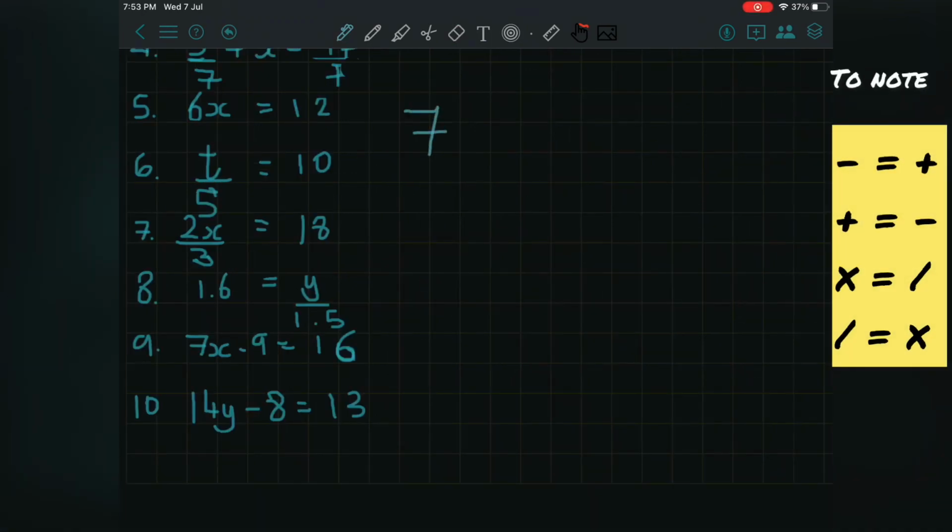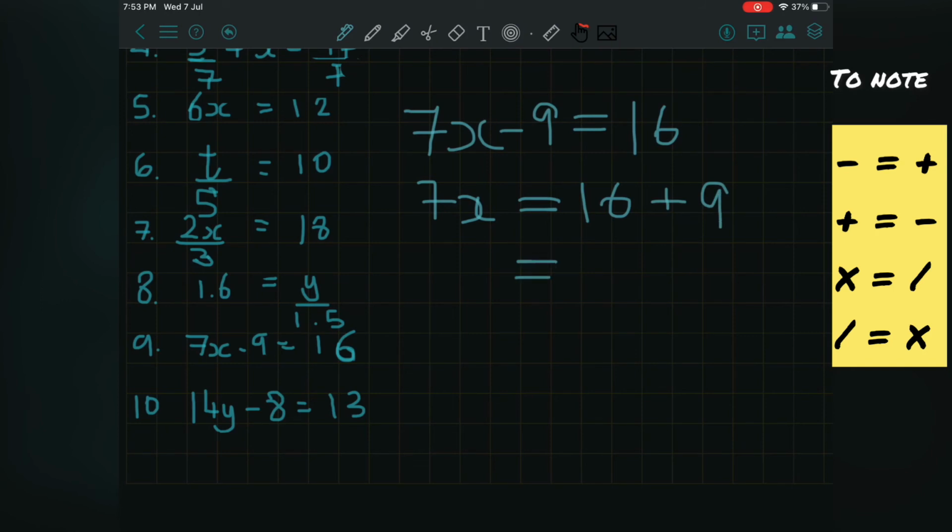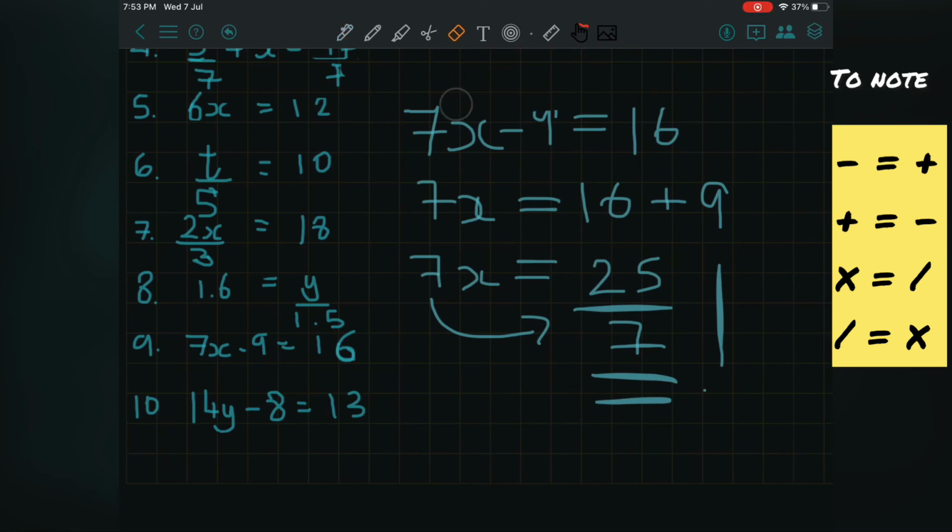So we are moving on to the ninth question. 7x minus 9 is equal to 16. So let's just transfer 9 onto the other side, which is 16 plus 9. So 6 plus 9 is 15, then 1 plus 1, and then we get 25. Now transfer 7 to the other side, 25 divided by 7. There's no other answer to that.